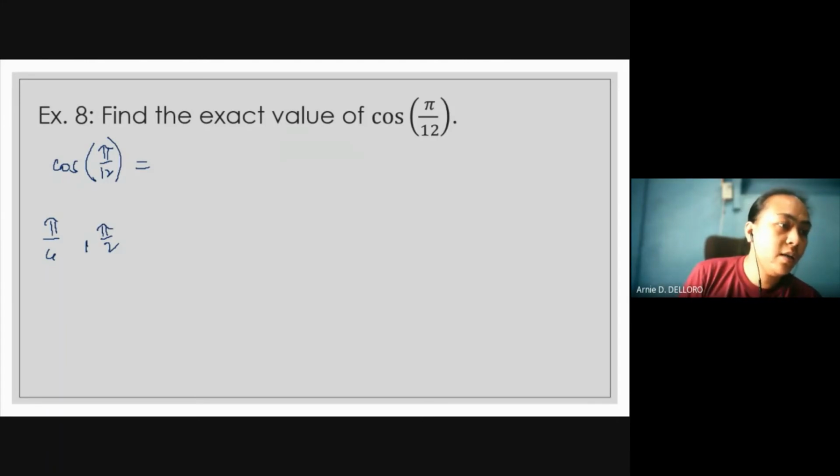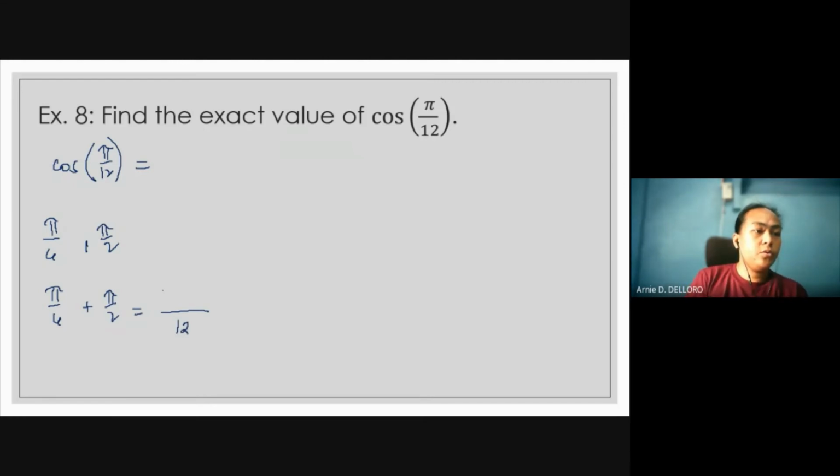If we will add this one, so pi over 6 plus pi over 2. So this will give us 12. So 2 pi plus 6 pi is 8 pi over 12, which is not equal to pi over 12. So hindi pwede yung pi over 6 at pi over 2. Kahit isubtract mo yan, iba yung lalabas na sagot. Ay, minus. Minus.